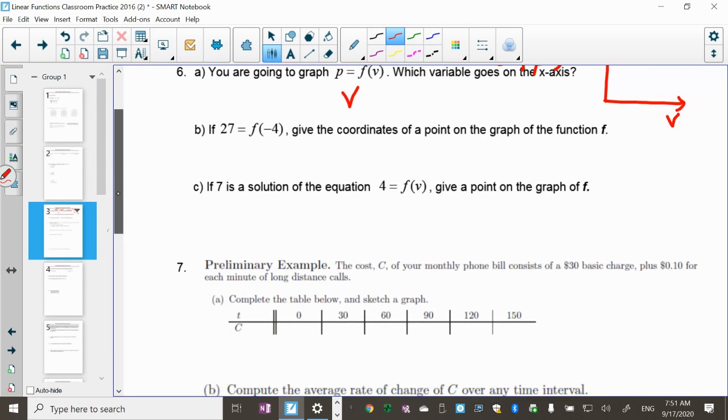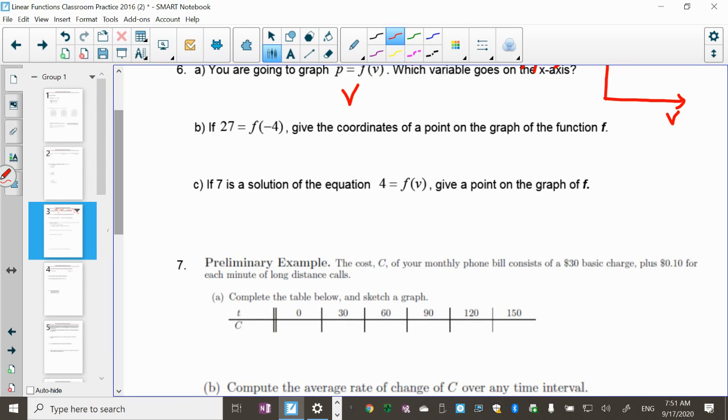Okay, so if 27 equals f of -4, give the coordinates of the point on the graph of f. What would it be, guys? -4, 27. See, I'm not trying to trick you. It's just, do you understand how function notation goes?